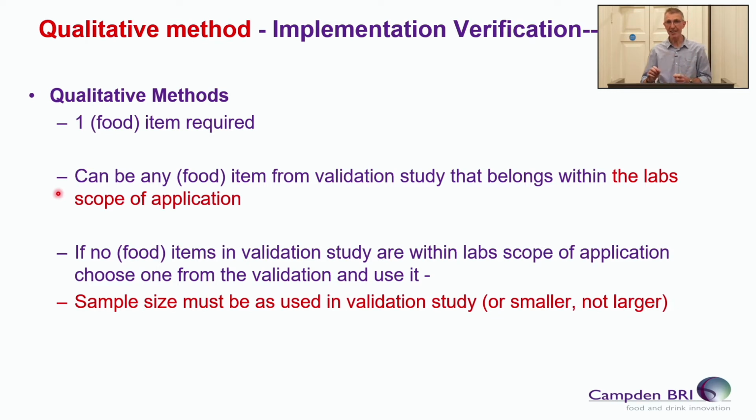However, if you find that the validation didn't use a food that was in your scope, that's fine. You're just going to have to pick one of the foods that was used in the validation study and use that, even if you don't normally test it. It's key that the sample size that you use in your lab has to be exactly the same, or it can be smaller, than the sample size that was used in the validation. You can't go bigger. You can't pick a bigger sample mass. It's got to be the same as the sample size that was used in the validation study.